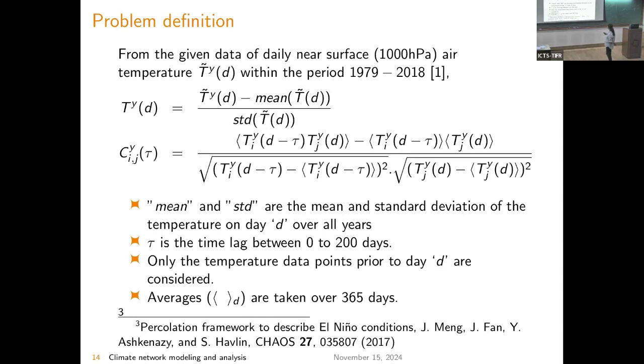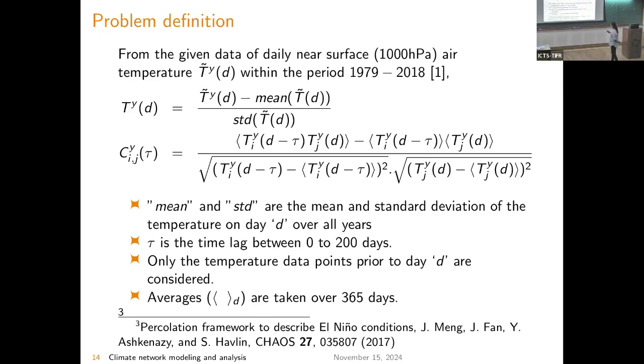The parameters of this are taken from this paper. So the averages are taken over the year. I and J denote different nodes. Y indicates the year, so for each year we construct a network. So we have 39 networks, and for this IJ, we have taken the time lag between 0 to 200 days. Ambika has talked about how to choose a time lag value.